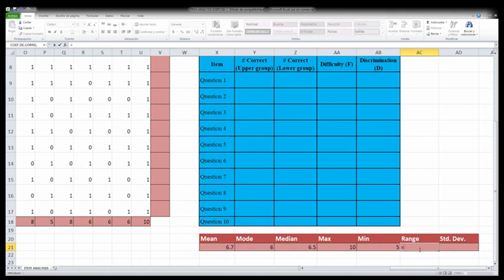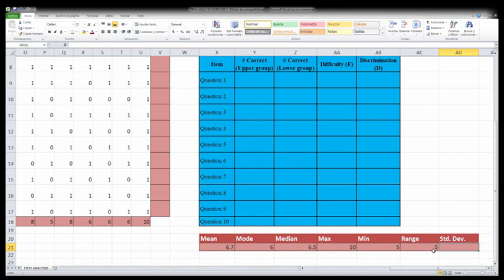So the range is resta máximo. Okay, let me do it again. Igual a máximo menos mínimo. Push enter. So if you see, the range is 5.